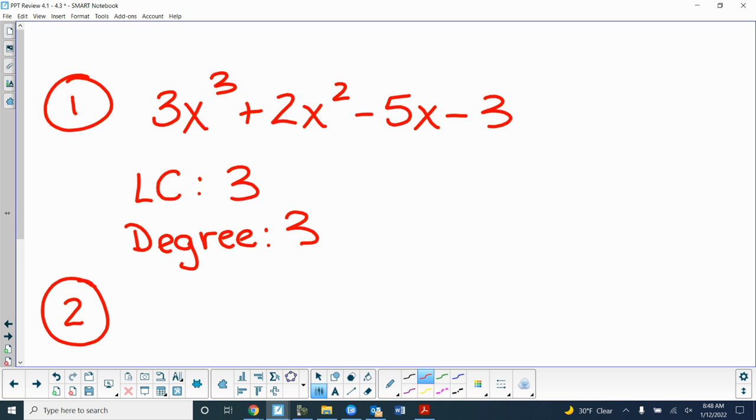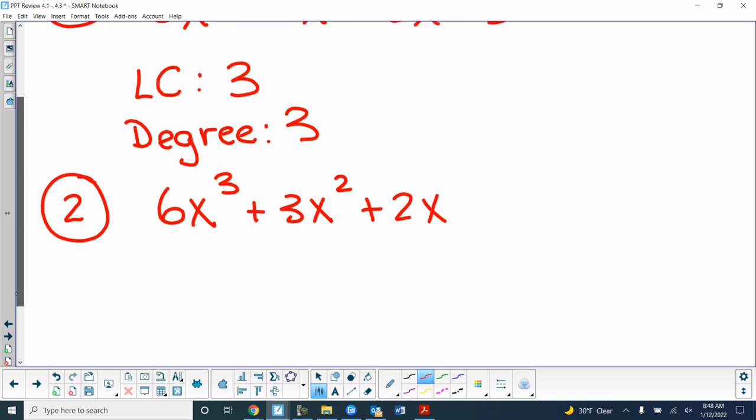The next one, what goes first? The 6x cubed, right? And then the 3x squared would be next because we go in order. Now I got a 5x and a minus 3x. What should I do with those? Combine them, right? Which is a positive 2x, right? So that's standard form.